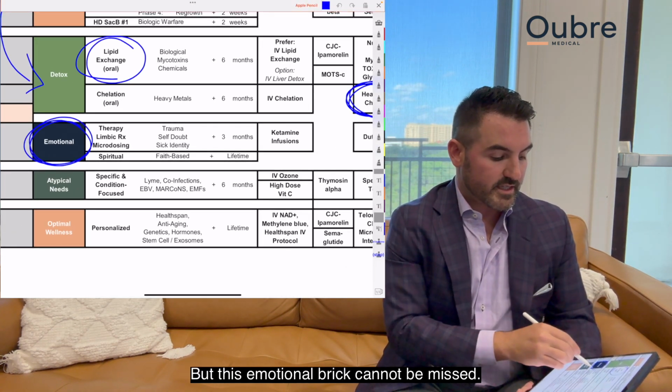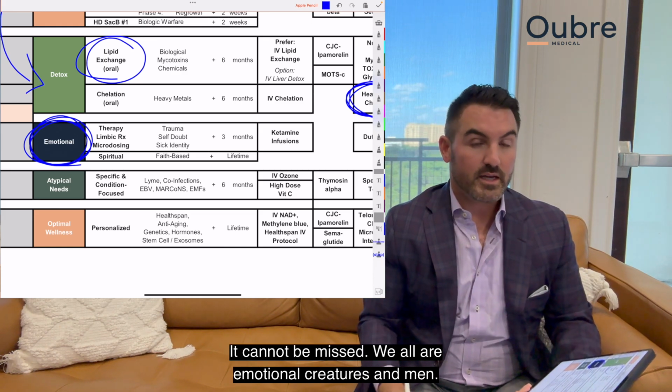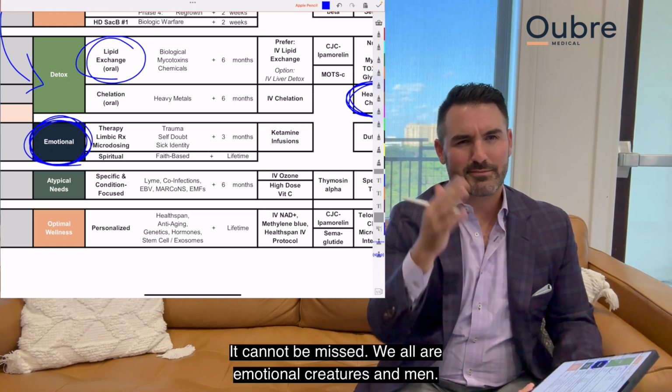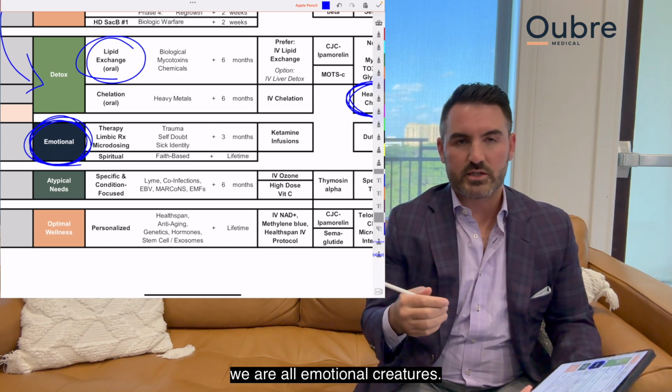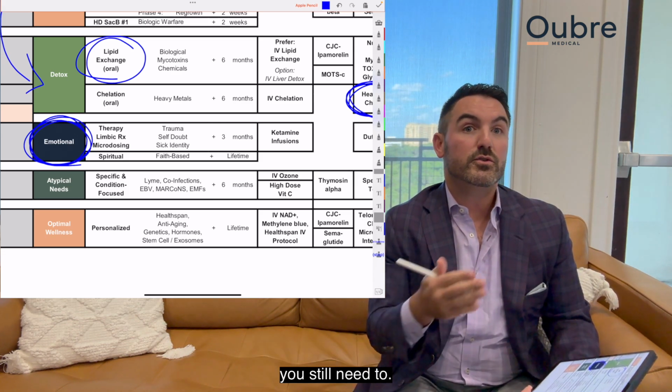But this emotional brick cannot be missed. It cannot be missed. We all are emotional creatures. Men, I know we don't like to admit that we're tough and we don't have emotions, but no, we are all emotional creatures. And if you've never spent time processing that, you still need to.